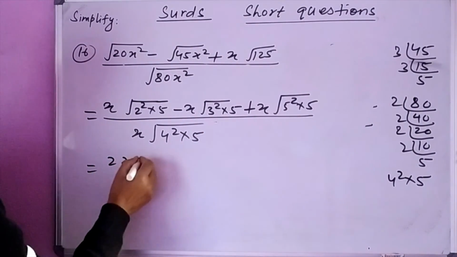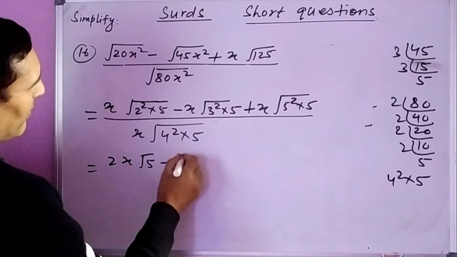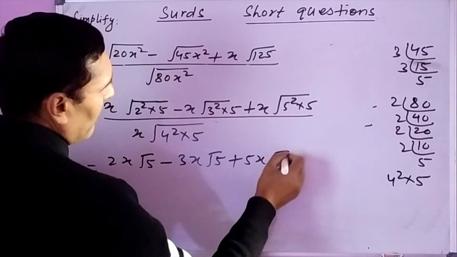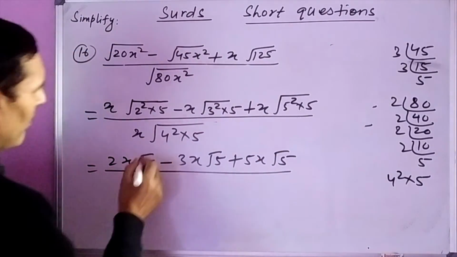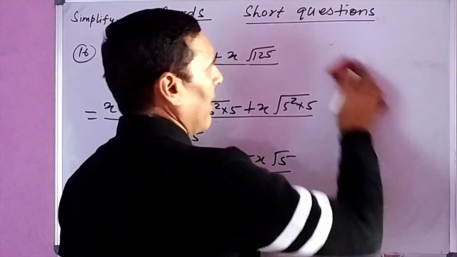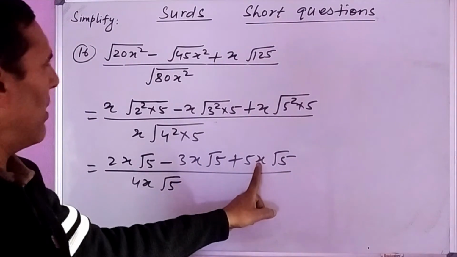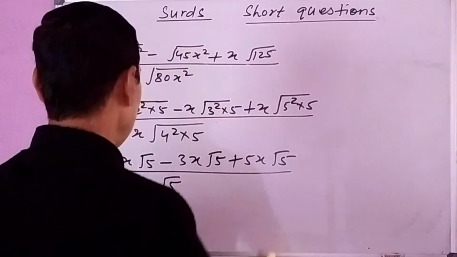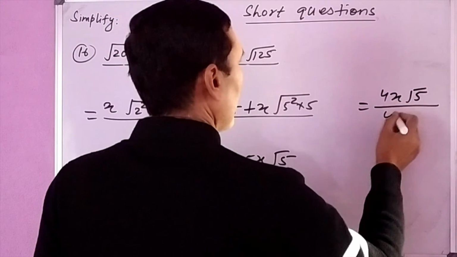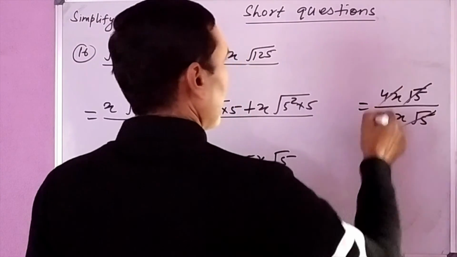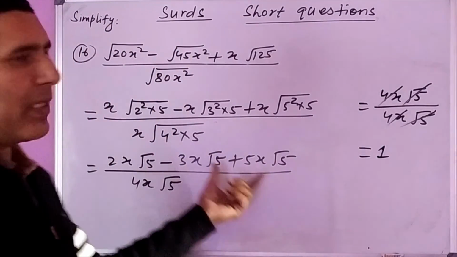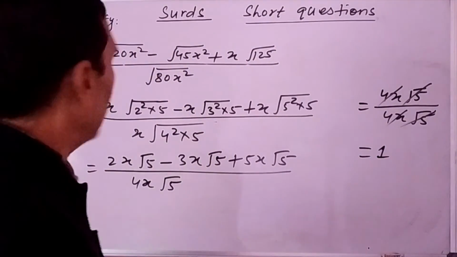2 comes out, 2x under root 5. 3 comes out, 3x under root 5. Here 5 comes out, 5x under root 5, upon 4 comes out, 4x under root 5. Now all the surds are like surds. So 2x plus 5x is 7x, minus 3x, it is 4x. 4x under root 5. In the denominator we also have 4x under root 5. This and this cancel. So it gives the answer 1. So in this way, with the same technique, we simplify this last question number 16 also.